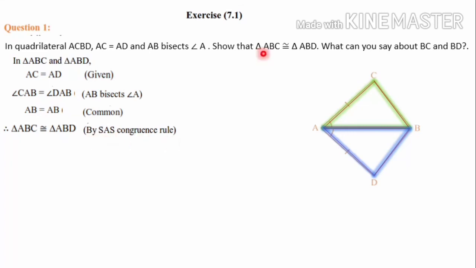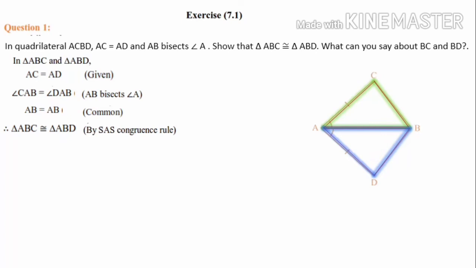Now, we have already proved that triangle ABC and triangle ABD are congruent. Next question is, what can you say about BC and BD? Here, BC is this one, BD is this one. So, BC and BD are now the parts of congruent triangles. The first triangle is congruent to the second triangle, and BC belongs to the first triangle and BD belongs to the second triangle. So these two are the parts of congruent triangles.